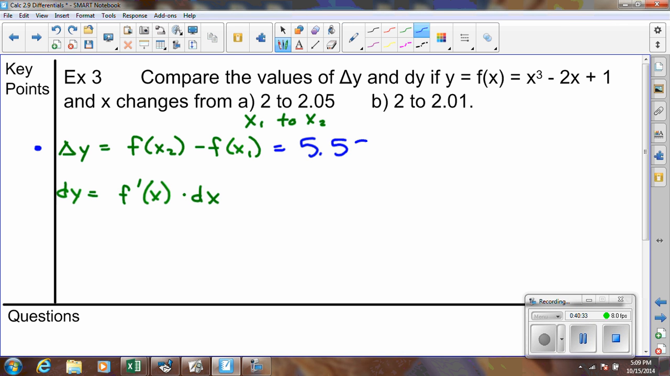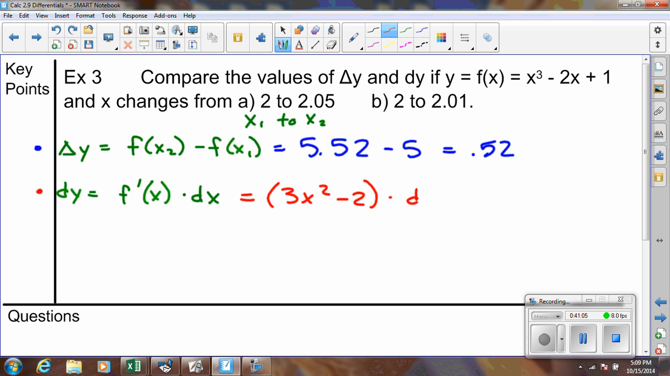5.52 minus 5 is 0.52. This is the actual change, rounded to 2 significant digits, of our change in the height. Next, we will do dy. F prime of x, we'll take our derivative, that's 3x squared minus 2, multiplied by dx.